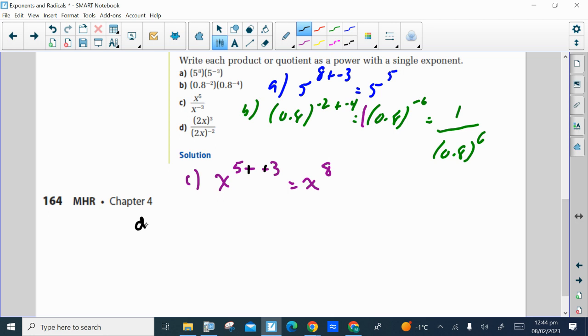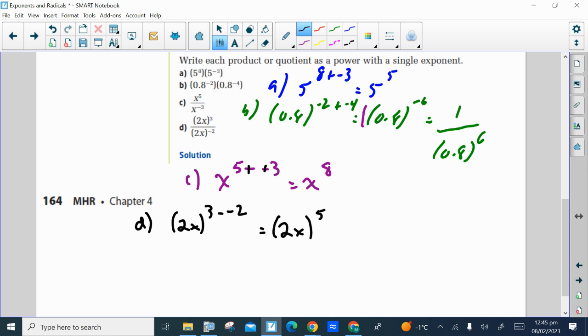Question D is similar. You're dividing powers with the same base. Both of those have a base of 2x. The law says that you subtract the exponents and keep the base the same. The base doesn't change. It stays 2x. And once again, the minus minus becomes a plus positive, so it'll be 2x to the power 3 plus 2, or 2x all to the power 5.